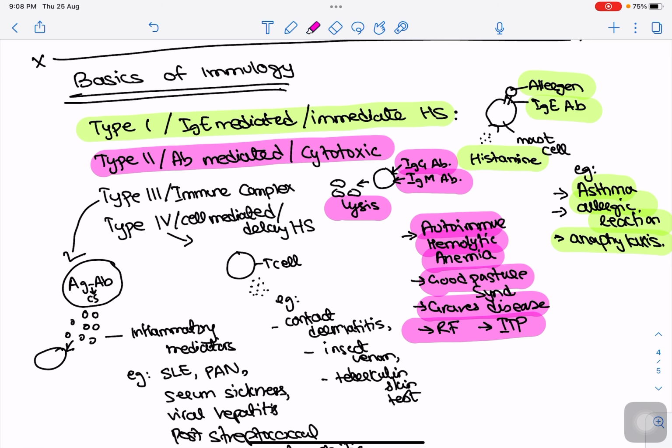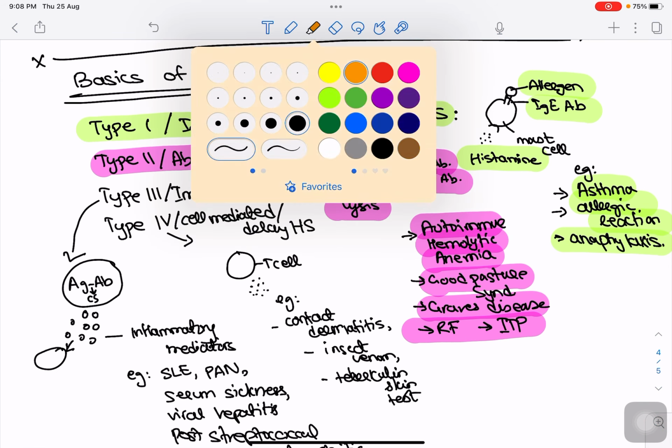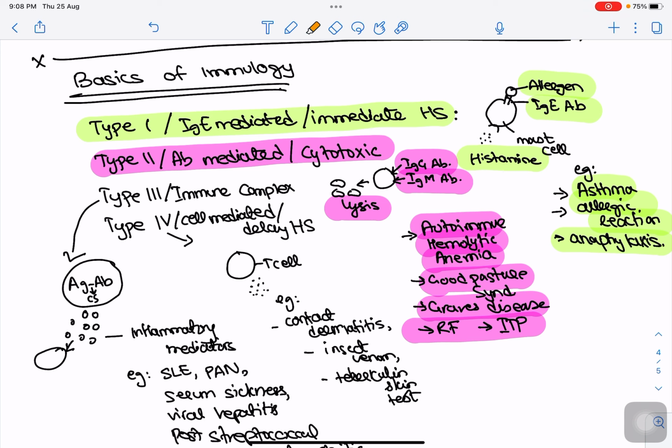Similarly, we follow up with type 3 hypersensitivity reaction, which is also known as the immune complex. As the name suggests, there is an immune complex made up of an antibody and antigen complex that activates the complement, and it leads to cell destruction. So type 1 is IgE mediated, which is immediate hypersensitivity reaction. Type 2 is the antibody mediated reaction, which is cytotoxic, and type 3 is immune complex mediated.